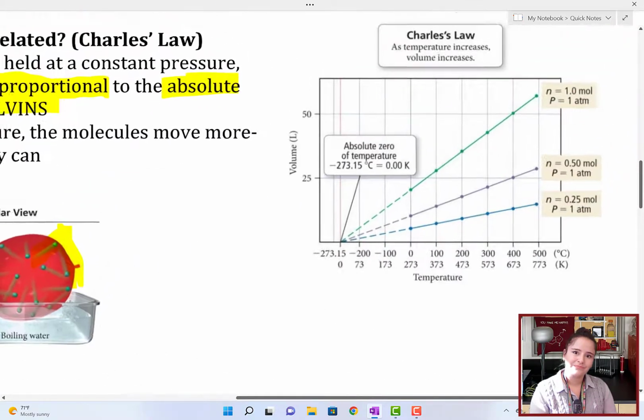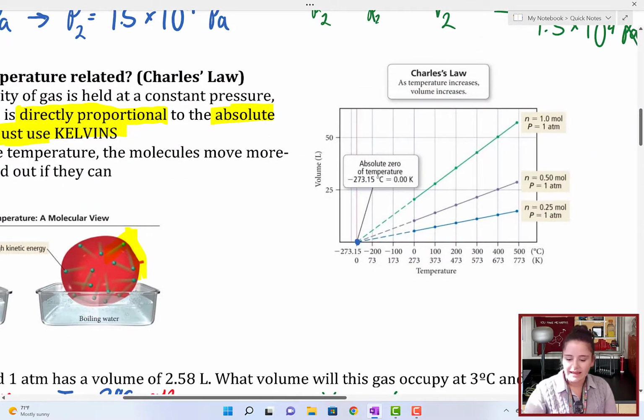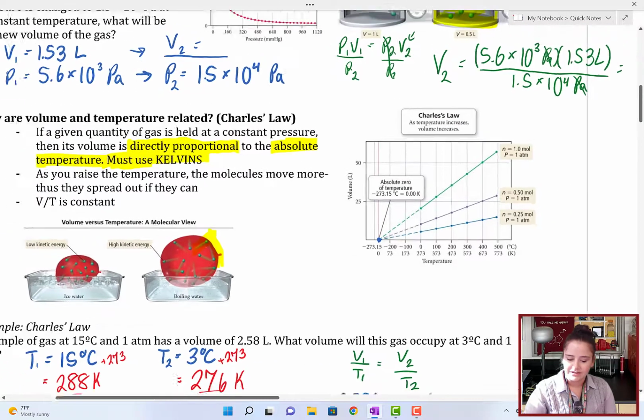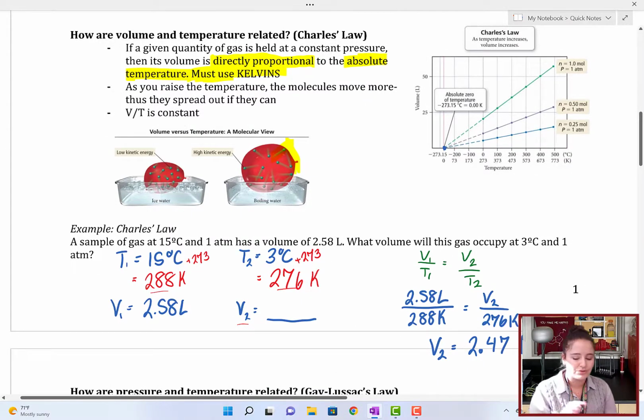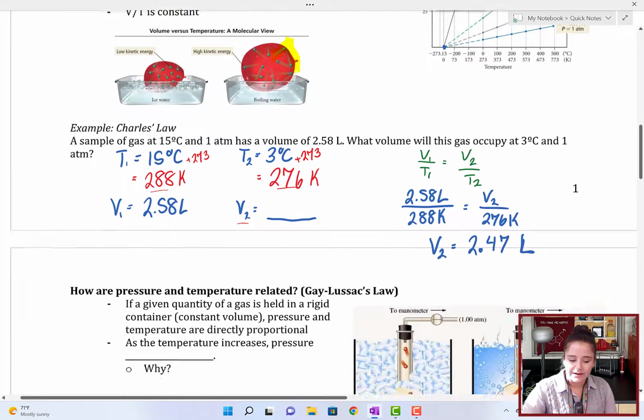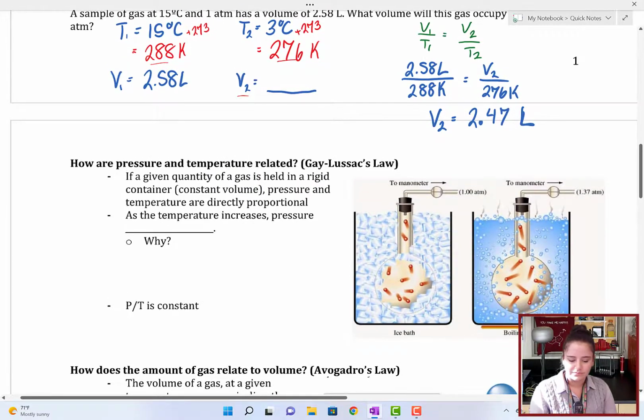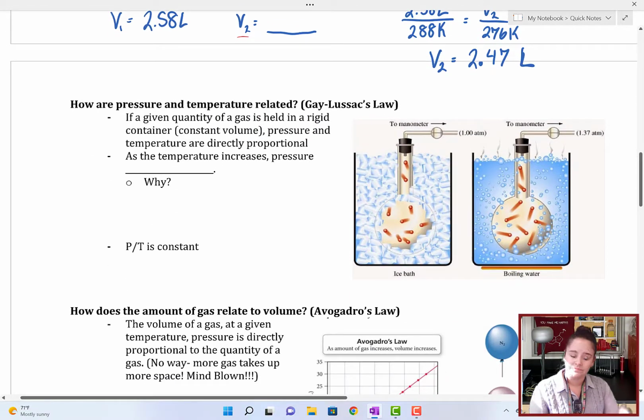Okay, cool. And again, that would look like this sort of direct relationship on the graph. At an absolute temperature of 0 Kelvin, which is negative 273 Celsius, the gas would have 0 volume.